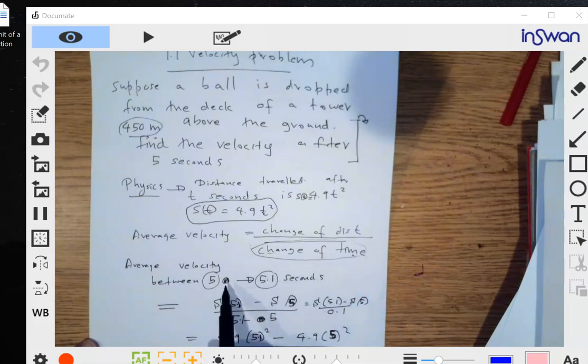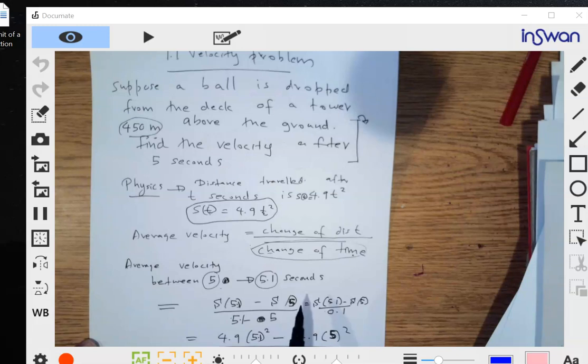But if you make that change of time small enough, you would expect to get a better result. Instead of going from 5 to 10 seconds, we might as well go from 5 to 5.1 seconds, because it's a smaller gap, and see what happens. So remember, we are now finding the average velocity, not the instant velocity. We are letting it move from 5 seconds to 5.1 seconds.